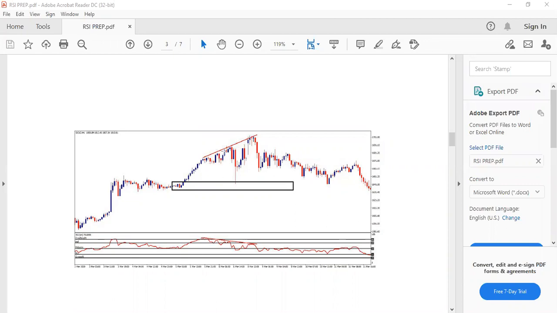Price is creating higher lows and higher highs, but down here on the RSI, it is making lower highs and lower lows. There is a difference. So this should click in your mind: what is going on? If price here is moving higher, but the RSI is moving lower, what could be the problem?